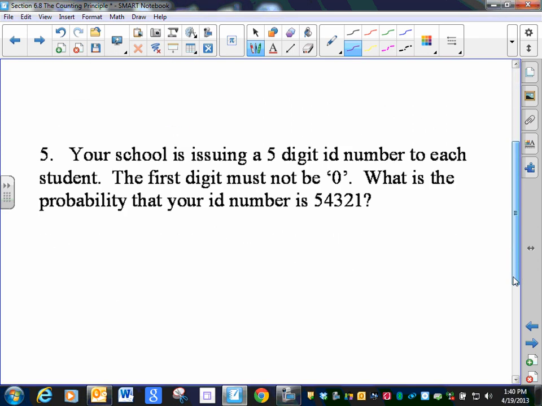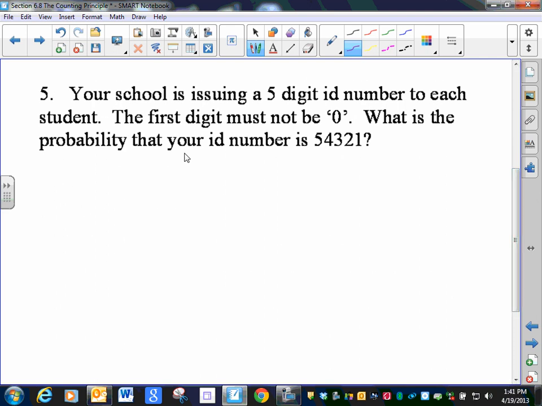All right, and one more of these, I think, before I turn you loose on your own. Your school is issuing a 5-digit ID number to each student. The first digit must not be 0. What's the probability that your ID number is exactly this? So, let's figure out how many possibilities there are. Here are your 5 digits: first, second, third, fourth, fifth. Now, there are 10 digits, 0, 1, 2, 3, 4, 5, 6, 7, 8, 9. But this first digit cannot be 0. So that means we only have 9 possibilities for this first number.